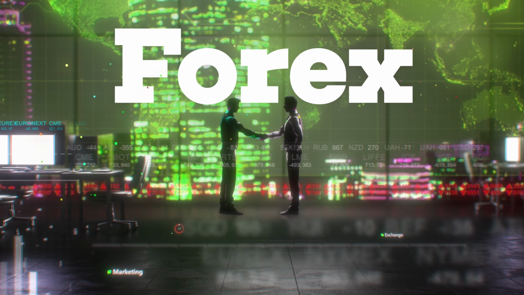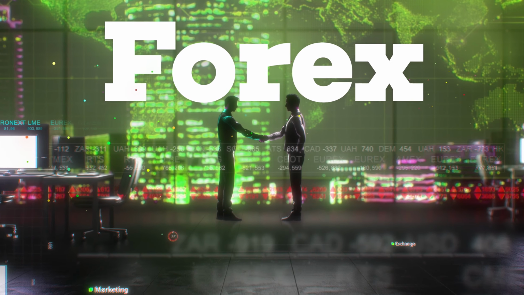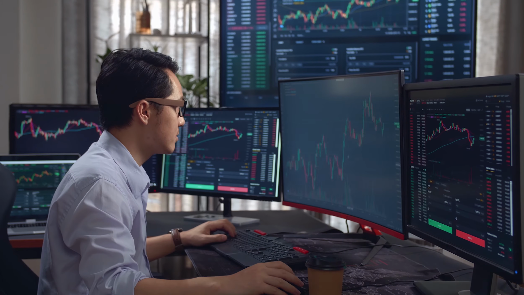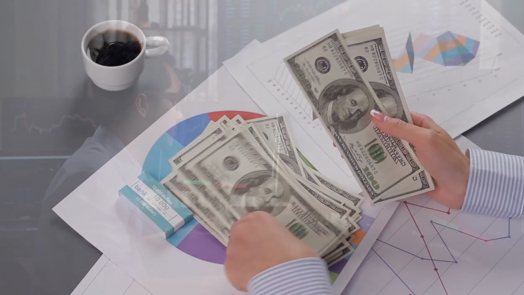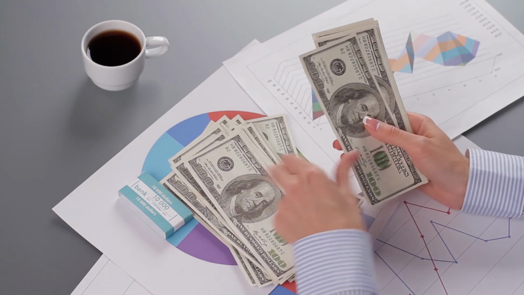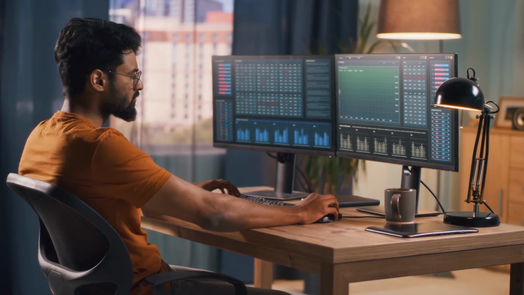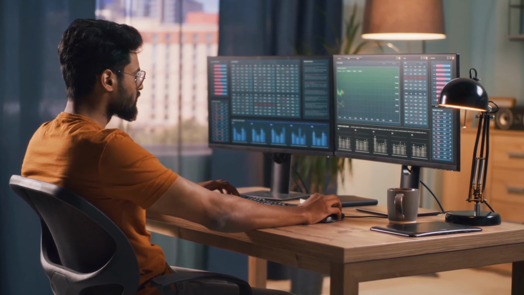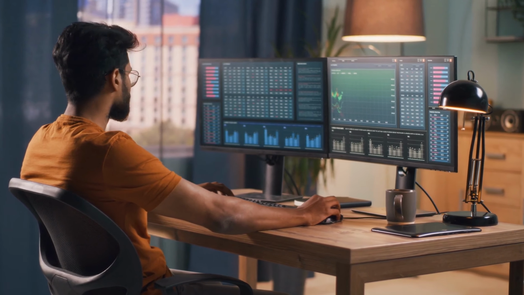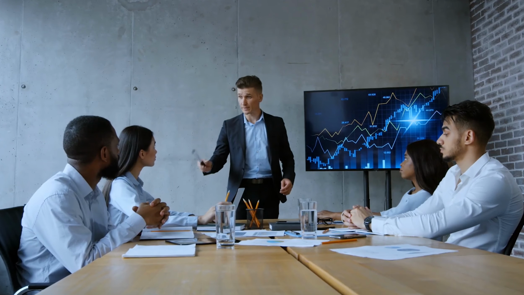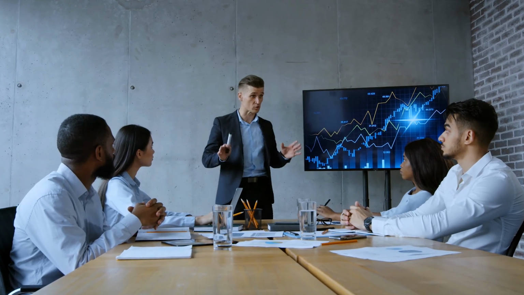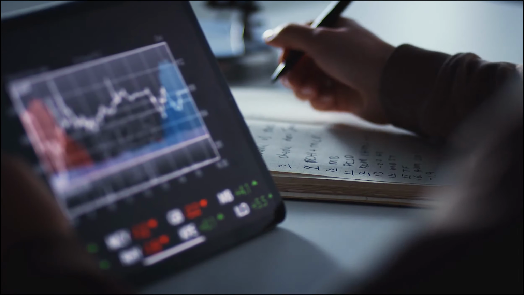Forex trading, also known as foreign exchange trading, has gained significant popularity in South Africa as an avenue for potential financial growth. With its accessibility and potential for profit, it has attracted many newcomers. However, diving into the world of Forex trading without proper knowledge can be risky. This comprehensive guide aims to provide beginners in South Africa with the essential information needed to start their Forex trading journey on the right foot.